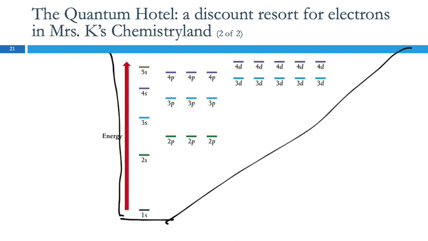The S rooms all have 1 bed, so each of these lines is like a bed. All the S rooms just have 1 bed. All the P rooms have 3 beds. The beds are the orbitals. The D rooms have 5 beds.